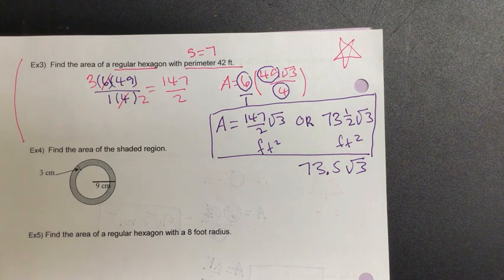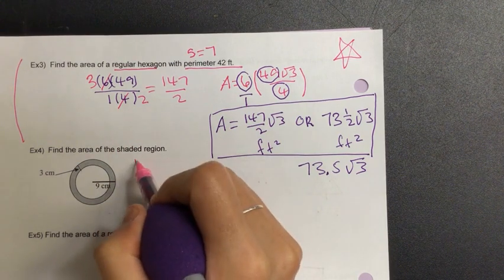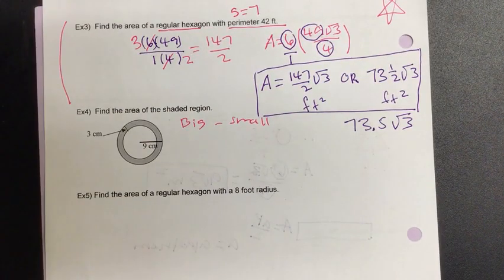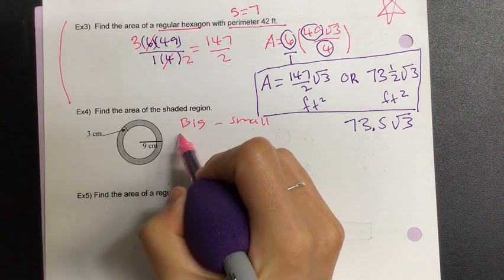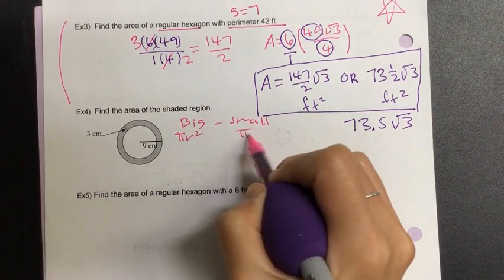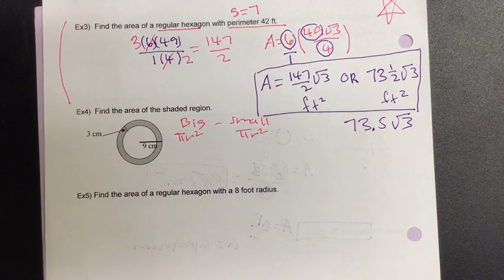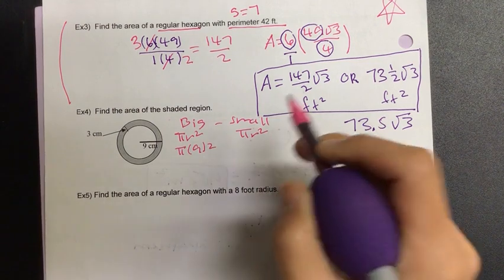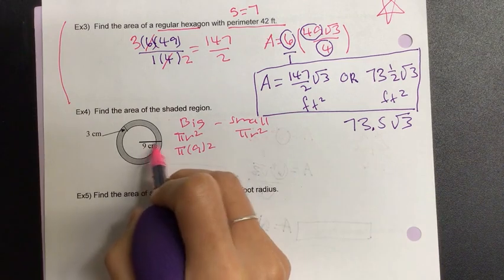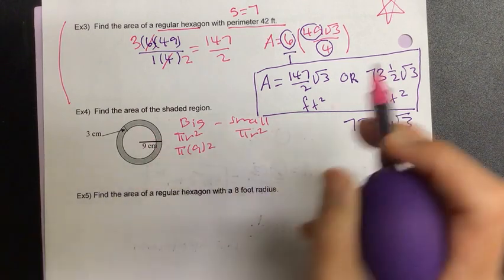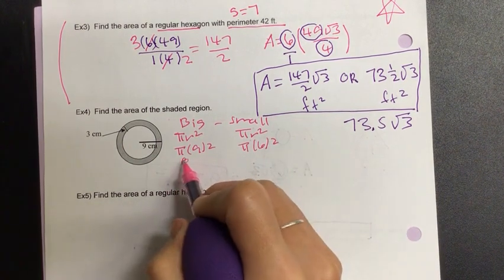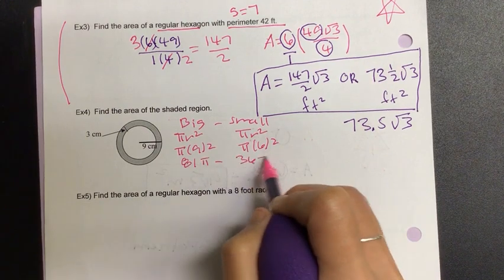Do we remember example number 4 from the other day? The big minus the small? Yes. All right? So my big circle minus a small circle is going to give us the shaded region right in between. So on my big one, we have pi r squared for both of them. What is the radius of the big one? Pi 9 squared. And then the radius of the smaller one must be how many? 6, because if the whole thing is 9 and that outside ring is 3, we get pi 6 squared. So that's going to give us 81 pi minus 36 pi.